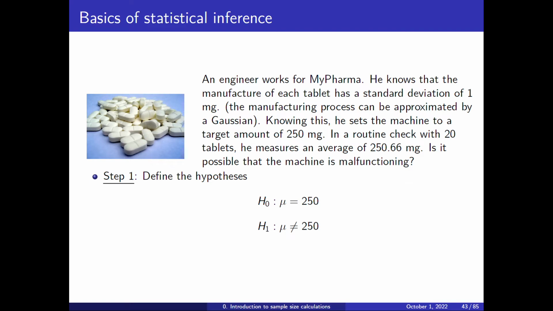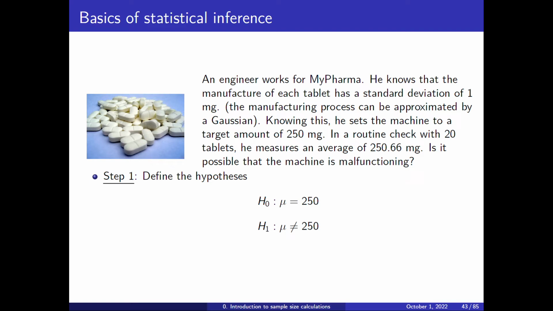The tablets have to have a concentration of 250 milligrams in each one, but the machine is not perfect and it has a standard deviation of 1 milligram, and we will assume that the deviations from 250 are Gaussian. Then every week you take 20 tablets from the machine and you measure this week an average of 250.66 milligrams. So is this deviation of 0.66 milligrams significant, or is the machine working incorrectly, or is it not?